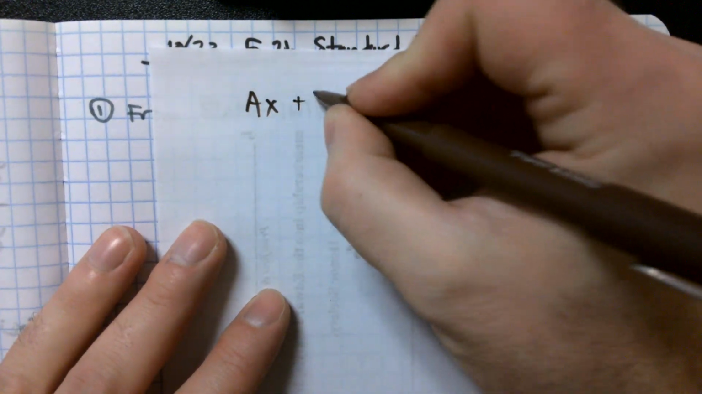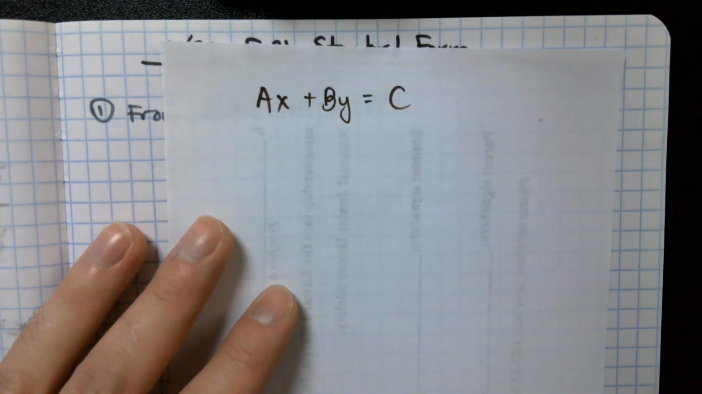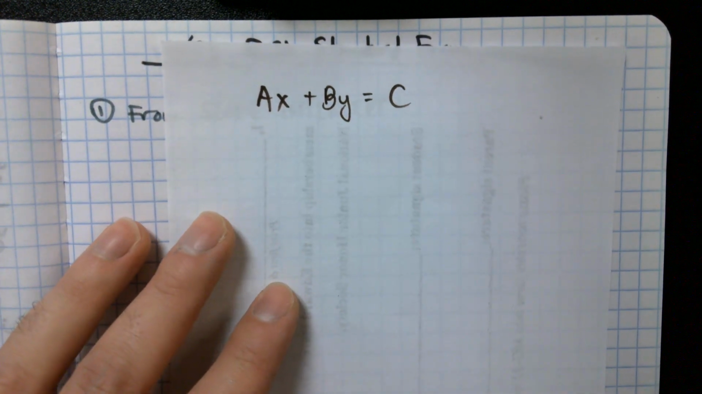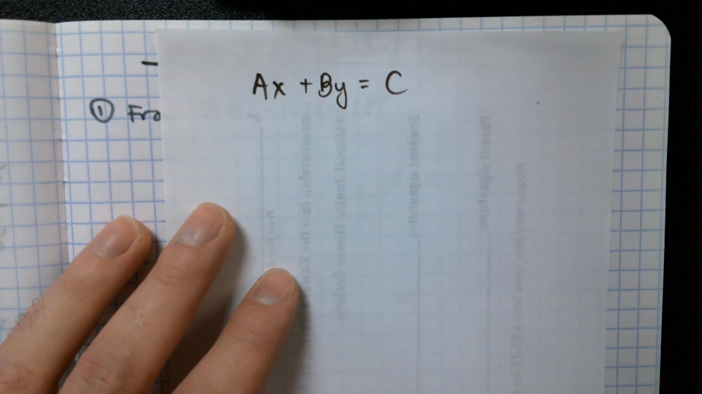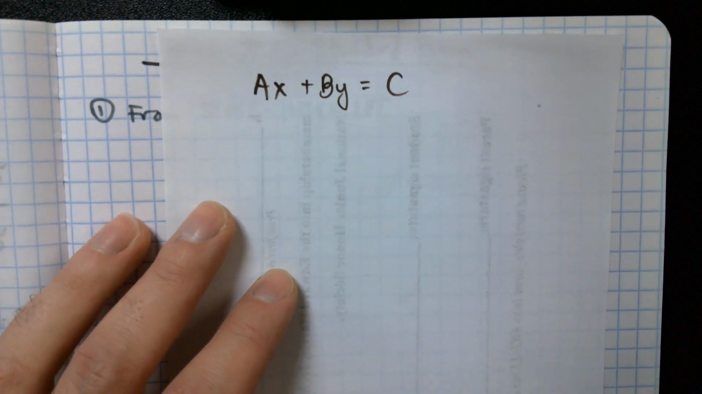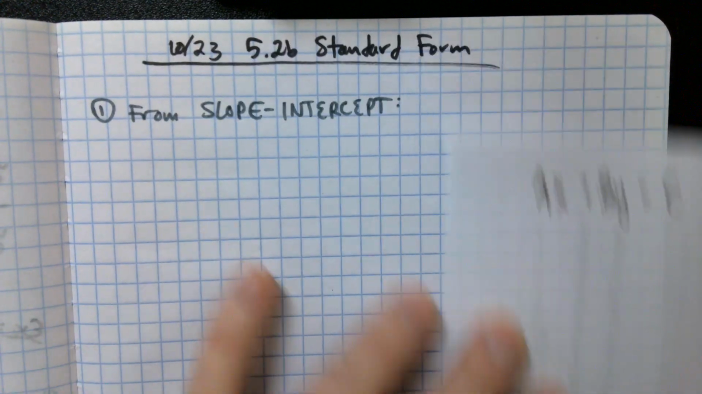AX plus BY equals C. If you can remember it that way, then that's perfect. AX plus BY equals C. I don't know what that means, but that's fine. That's my standard form.